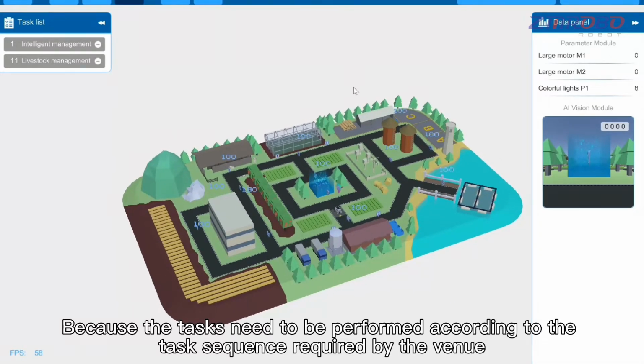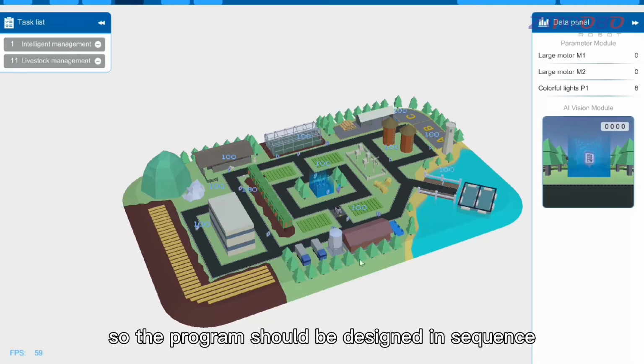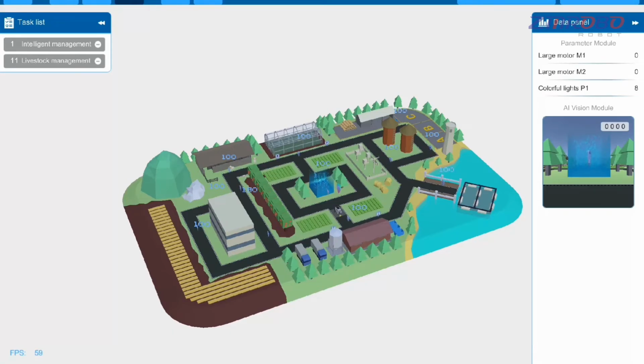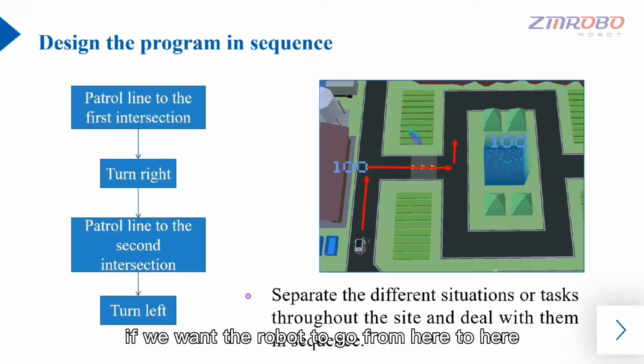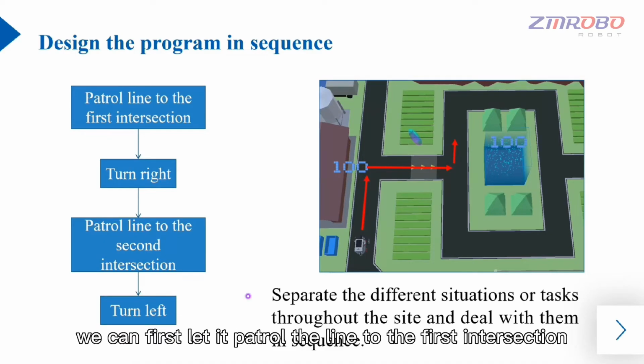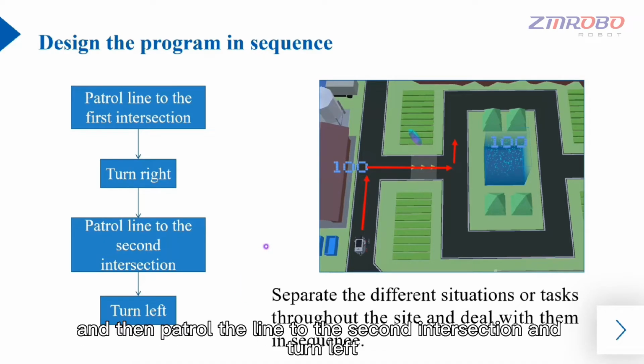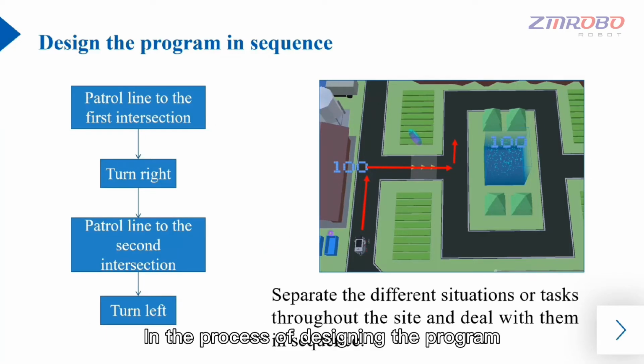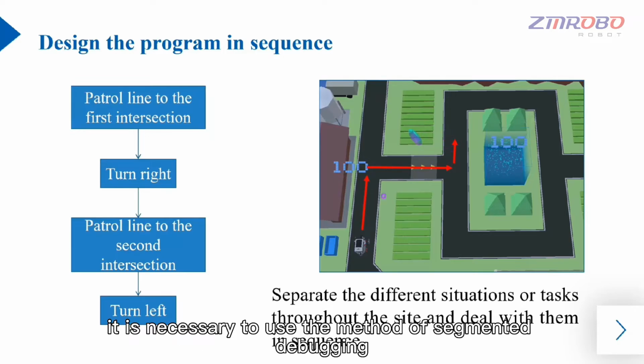Because the tasks need to be performed according to the task sequence required by the venue, the program should be designed in sequence. For example, if we want the robot to go from here to here, we can first let it patrol the line to the first intersection, then turn right, and then patrol the line to the second intersection and turn left.